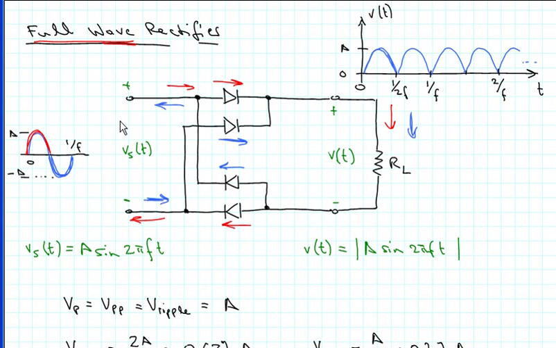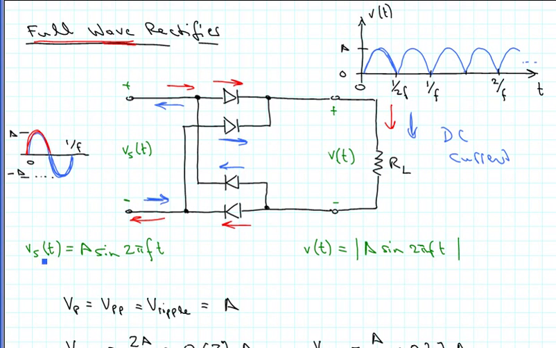So at the AC side, current can flow in either direction depending on whether it's a positive or the negative half wave. On the DC side, however, it flows in the same direction for both of them. So we produce a DC current here because it only goes in one direction.